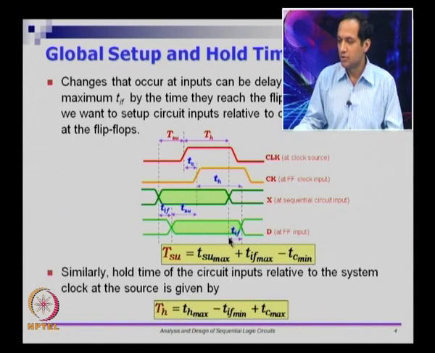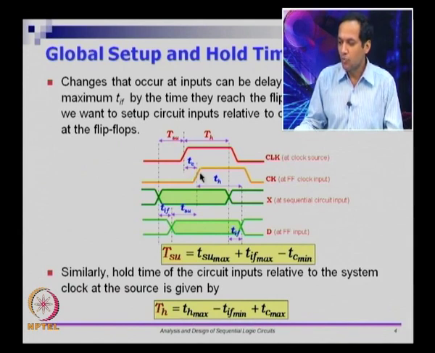So, let us put it down. Capital TH is capital TC plus TH of the flip flop minus TIF. This is just written in a rearranged manner: it is TIH minus TIF plus TC. It is the same expression written in a different form. Now, let us look at the max and mins here.